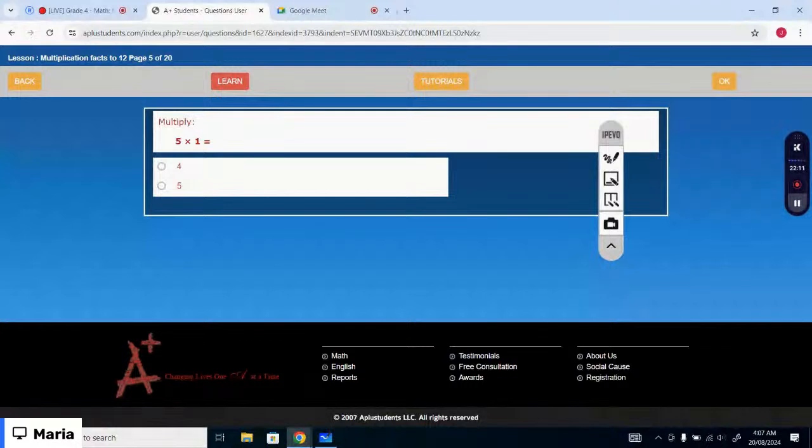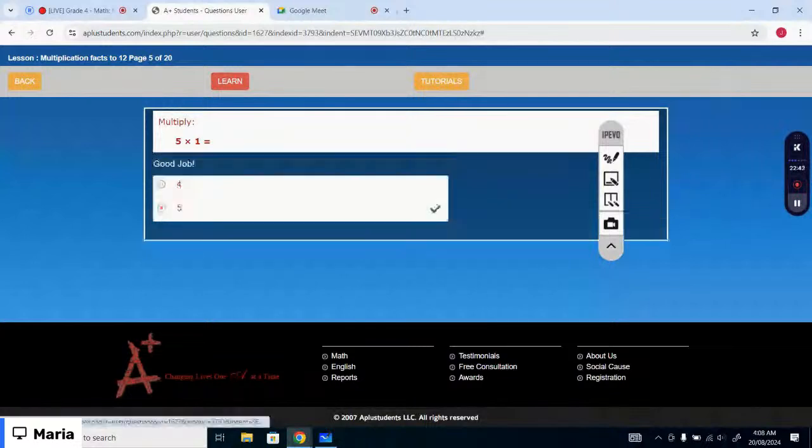The next one is 5 times 1. Which is the correct option? Any number when you multiply with 1 is the same number, right? Any number multiplied by 1 equals the same number. So 5 times 1 is 5, so the correct option is 5.